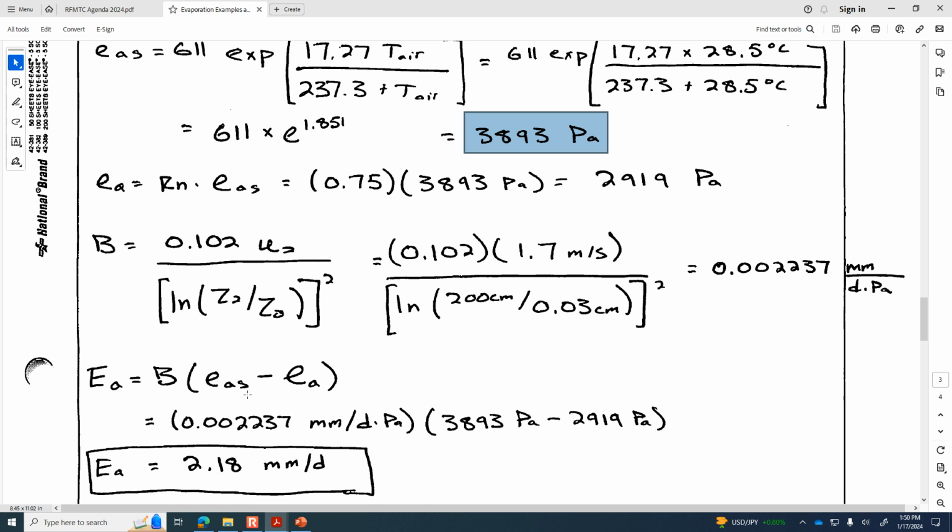So then on Friday, we'll reconcile the two. The earlier example that looked at energy was saying 6.5 millimeters per day. This is saying 2.2 millimeters per day. We have some way to split the difference, and we'll look at that on Friday.